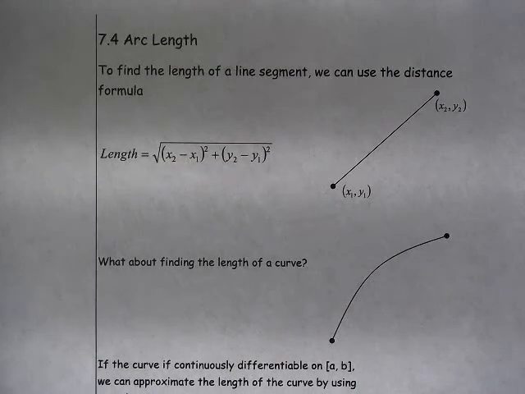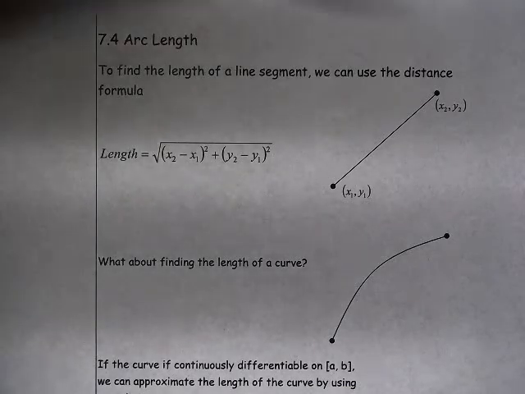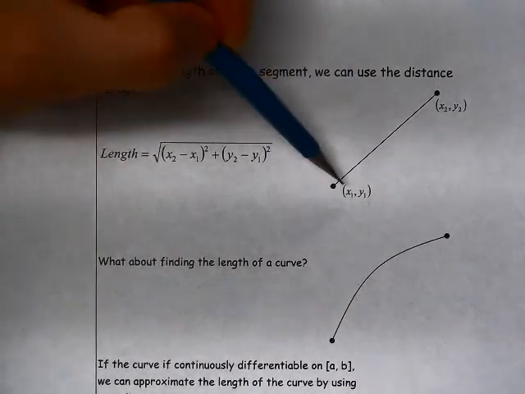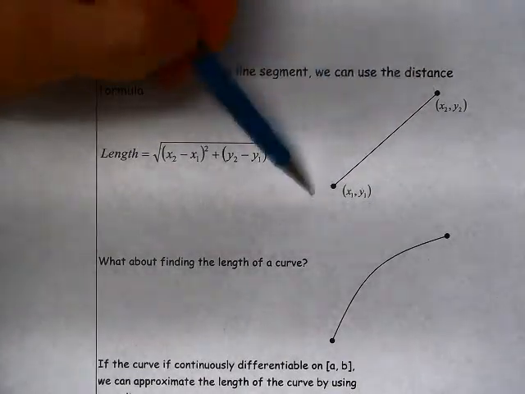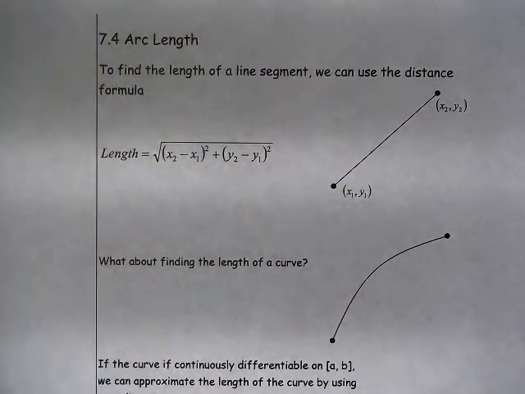Section 7.4, we're going to discuss arc length. So we're going to start this conversation just discussing the length of a straight line segment. If we have a line segment and we know the x and y coordinates of its two endpoints, then we can calculate the length of that line segment just using the distance formula. We have x sub 2 minus x sub 1 squared plus y sub 2 minus y sub 1 all squared. And then we take the square root of that, we get the length.